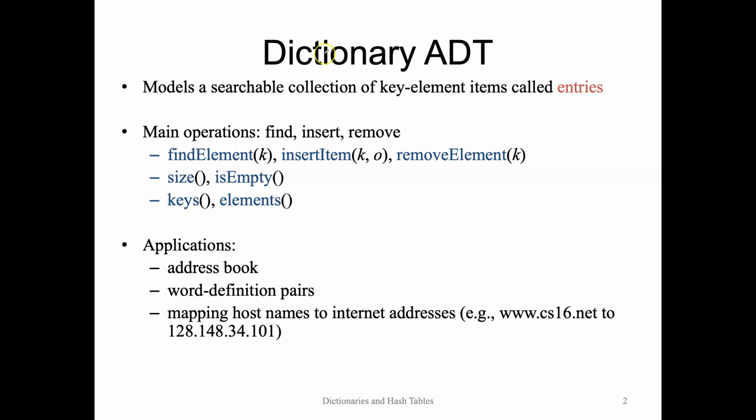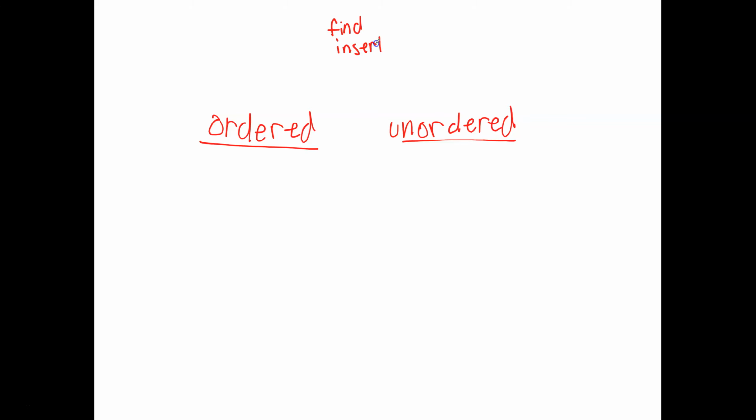Now there's two kinds of dictionaries. We have ordered dictionaries and unordered dictionaries. The only difference between these is based on whether or not the keys that we are given are ordered, or at least whether we care about any ordering to those keys. Both of them support the standard functions to find, insert, or remove an item based on a key. Both ordered and unordered dictionaries do this.